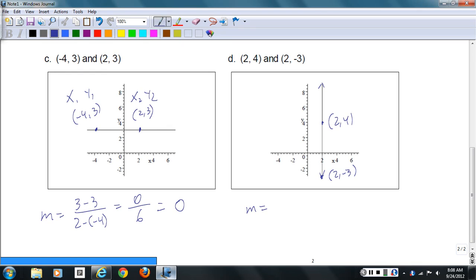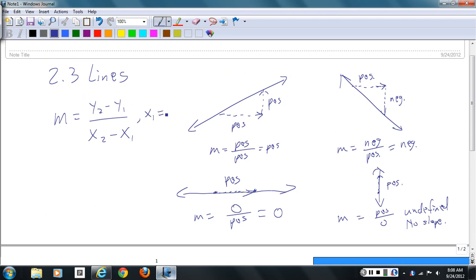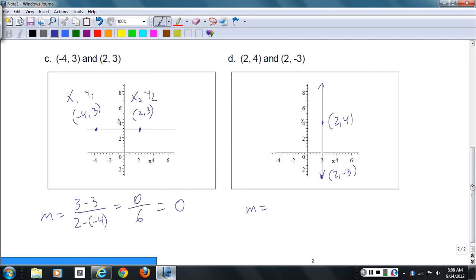The official slope formula is valid only if x sub 1 is different from x sub 2. If the x's are the same, the formula doesn't even make sense, but I'm going to use it and we'll see why it doesn't make sense. Negative 3 minus 4 over 2 minus 2, and we get negative 7 divided by 0, which is undefined.